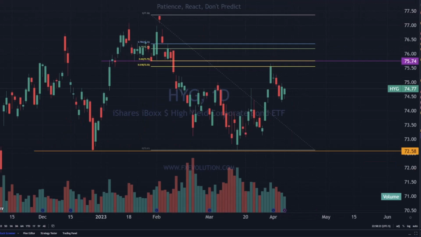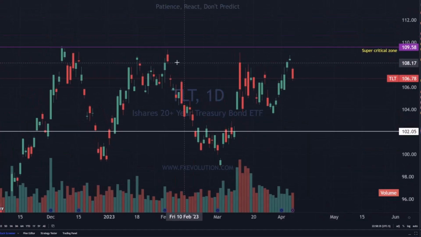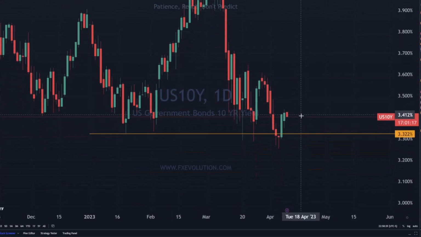Let's look at bonds, high yield debt. Market went up, bonds held firm in the high yield. So that's usually a pretty good sign. That's okay. I'd say it's neutralized into the core inflation numbers. We got TLT coming down a little bit. That's because of the US 10-year, which went back above 3.4.